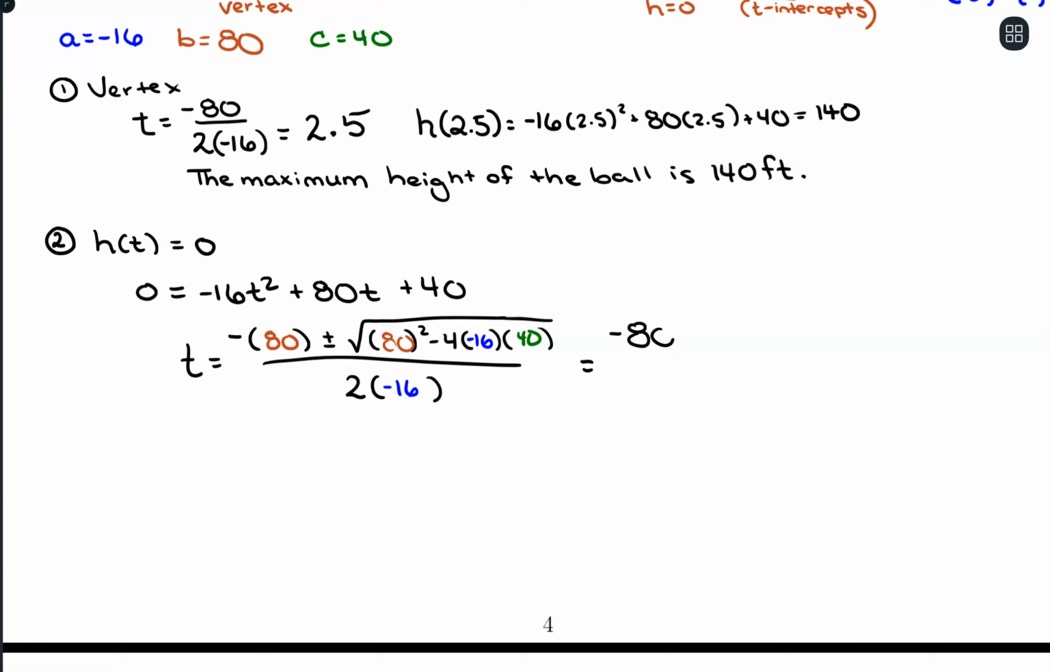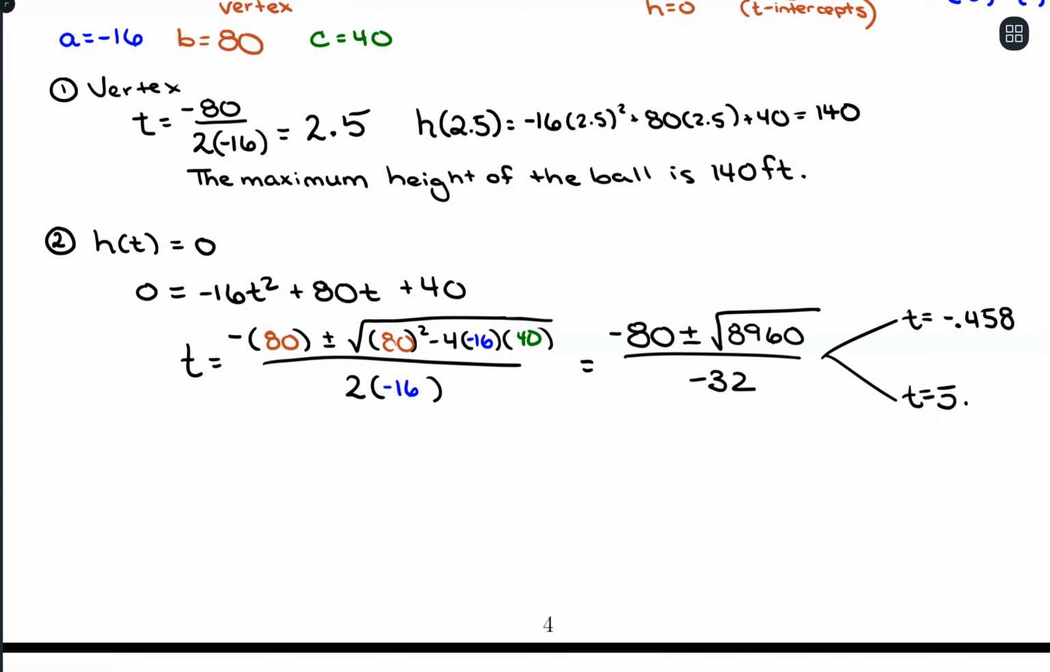So we're going to have negative 80 plus or minus, simplifying that, the square root of 8,960, over negative 32. Then we use a calculator to evaluate the two scenarios, one with addition and one with subtraction. When we use addition, we get negative 0.458. When we use subtraction, we get positive 5.46. For t to be negative just doesn't make sense here, like having a negative time. So we're going to throw out that answer, and our only answer is that positive 5.46.